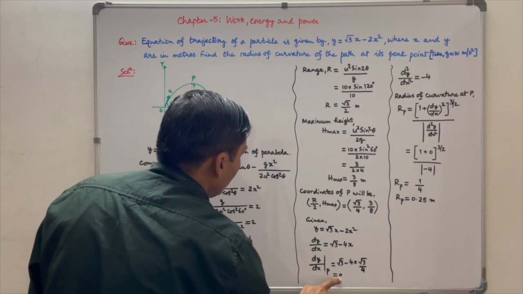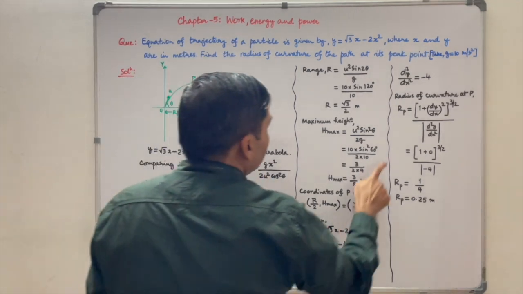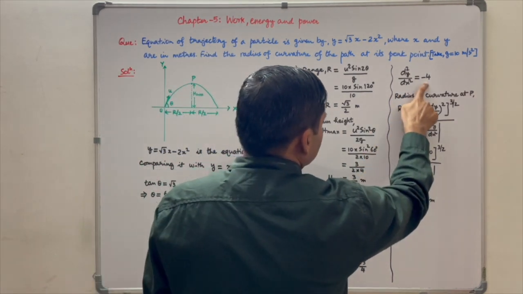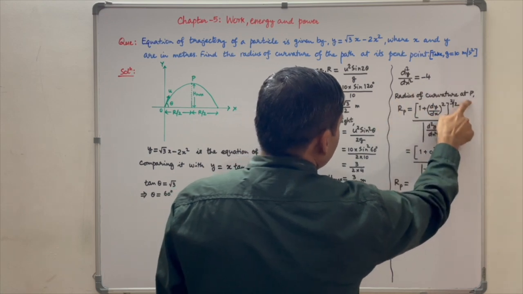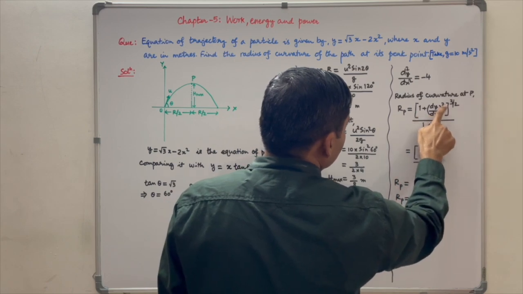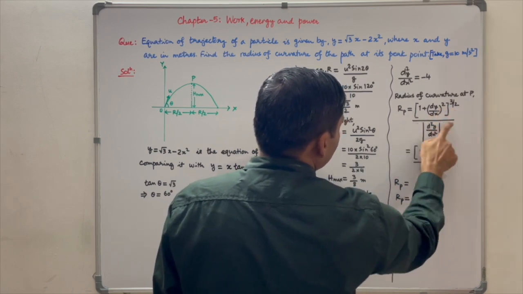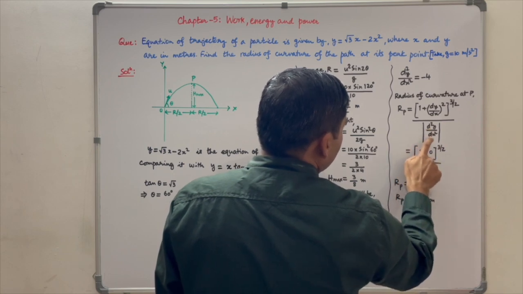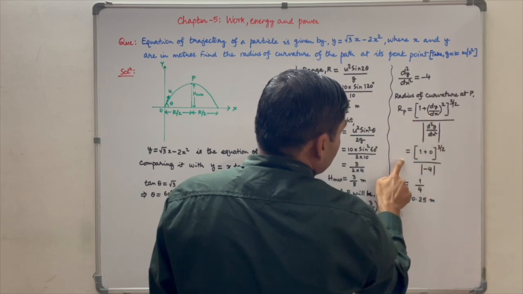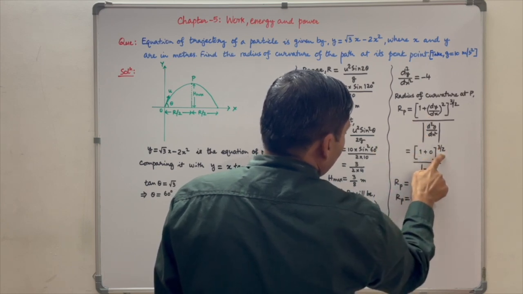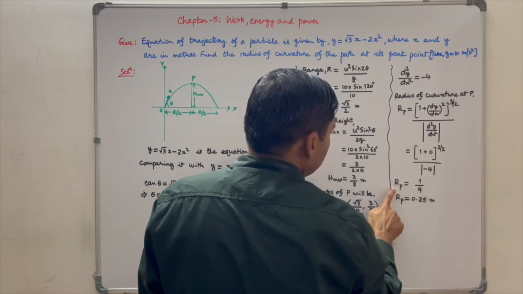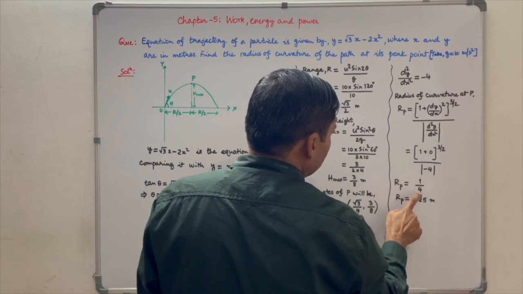That is correct. Slope at the peak point is 0. d square y by dx square from here will be minus 4. That is constant. So the radius of curvature at point P will be given by the formula Rp is equal to (1 plus (dy by dx) whole square) whole to the power 3 by 2 upon mod of d square y upon dx square. dy by dx is equal to 0. So Rp is equal to (1 plus 0) whole to the power 3 by 2 upon mod of minus 4. Mod of minus 4 is 4. So the radius of curvature at point P is equal to 1 by 4, and that is 0.25 meter.